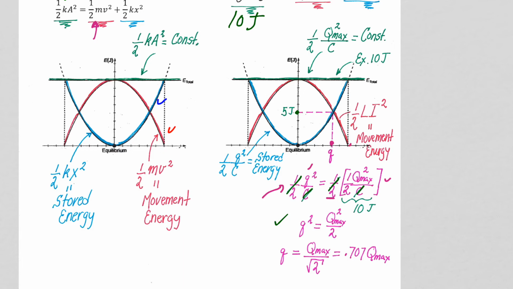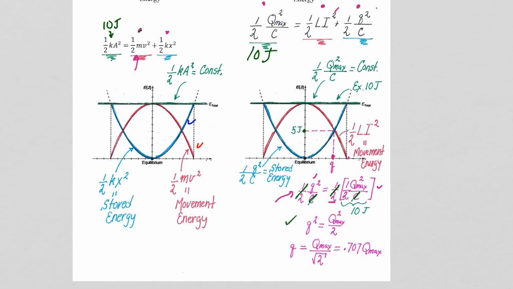So again, we did this with the block oscillator, and it's often an AP test question to look at that halfway point for the block oscillator. If you recall, it was the position, right? So when you were at the 5 joule mark, where's the block? Well, the block is here at 0.707 of its maximum amplitude position.